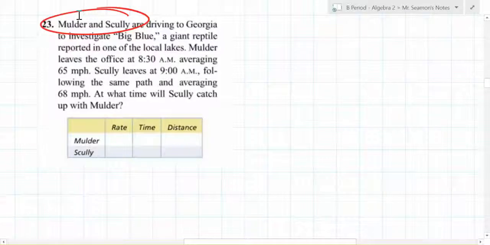Sorry. Mulder and Scully are driving to Georgia to investigate Big Blue. Oh, they're even investigating. Oh, very nice. Wow. A giant reptile reported in one of the local lakes. Mulder leaves his office at 8:30 a.m., averaging 65 miles an hour.